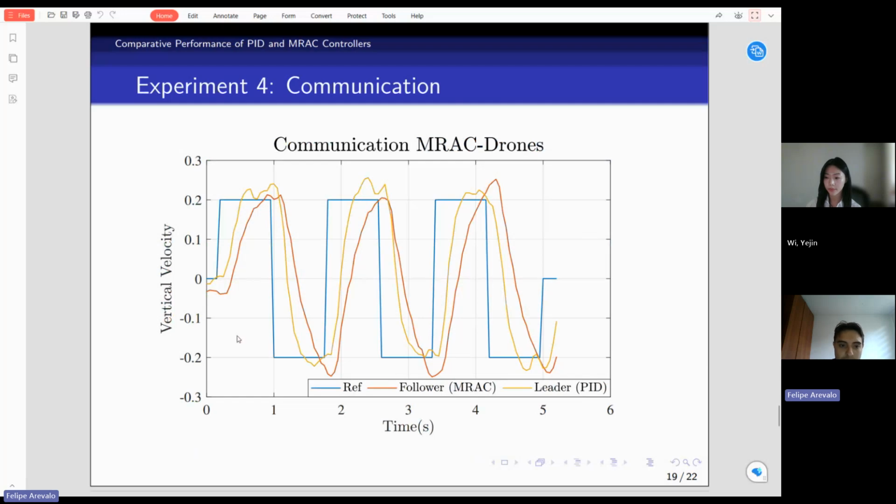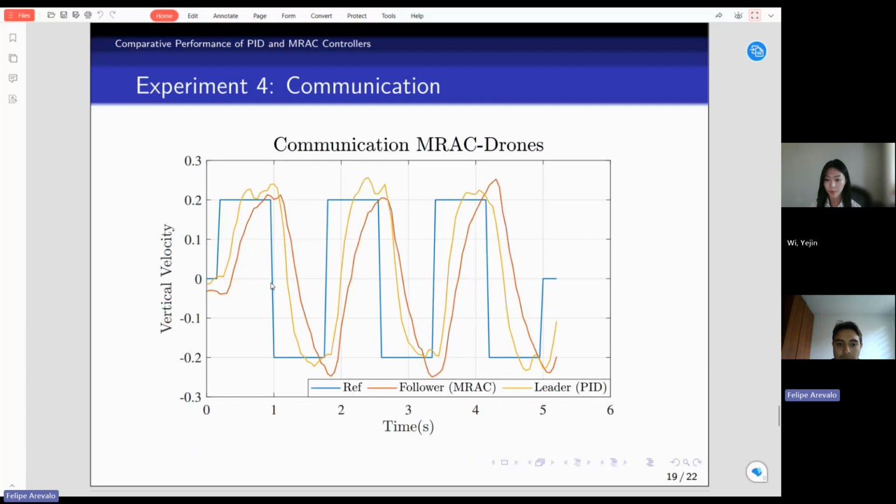In this particular case, in the graph that you can see, we defined a reference that is denoted by the blue line. We have the leader, denoted with yellow, with the configuration of the PID controller that we previously defined. The leader sends information to a follower that doesn't have access to the reference, and it is going to try to accomplish the synchronization with the information obtained from the leader.